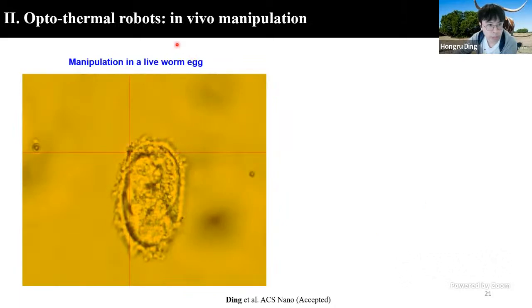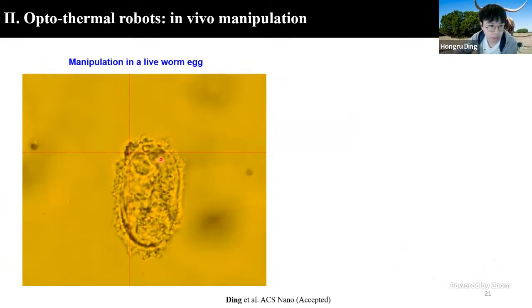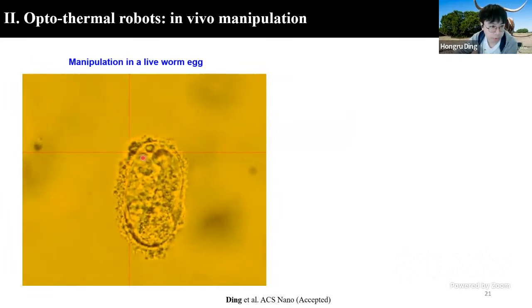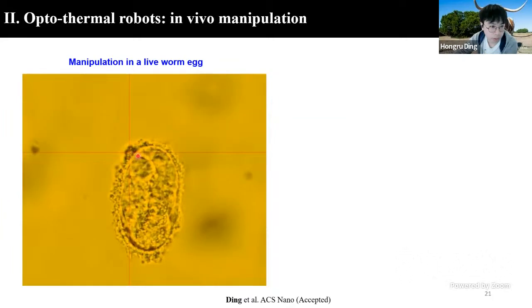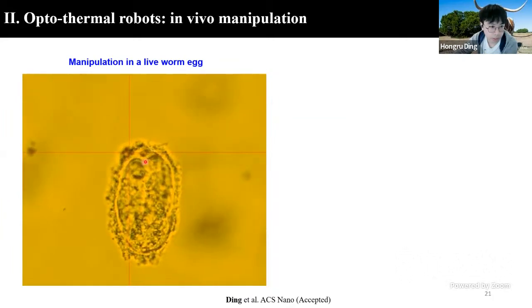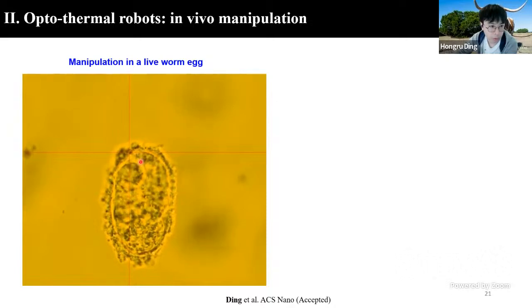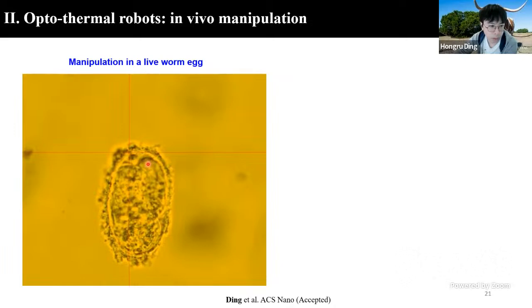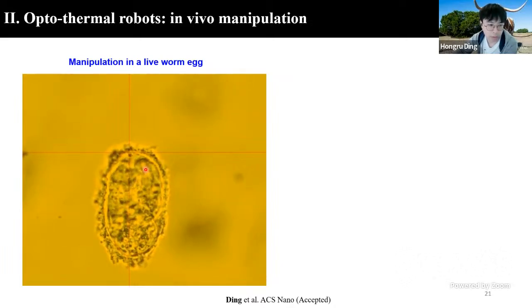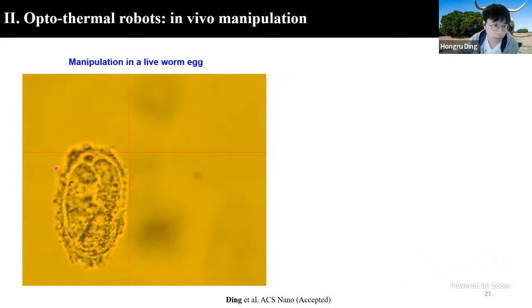Yeah, last piece of it, it's some in vivo manipulation. Basically, we inject a silicon nanoparticle inside a live worm egg and then move it around. So you can see there's a small particle. Then we gradually nudge the particle and then suddenly increase the optical power to increase temperature and meanwhile increase the force so that we can open a little hole on the worm egg and then inject the particle inside.